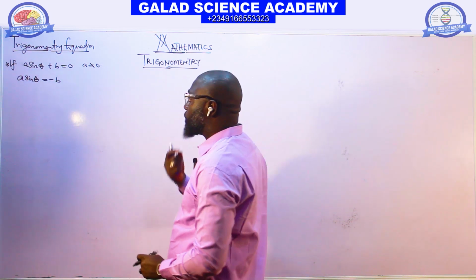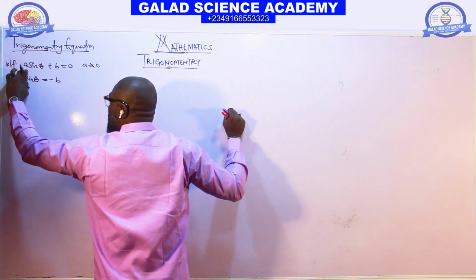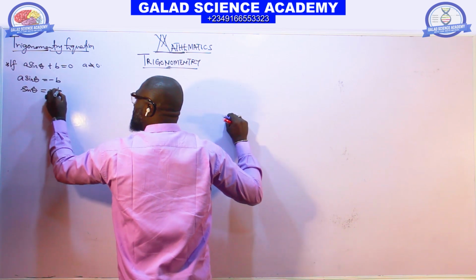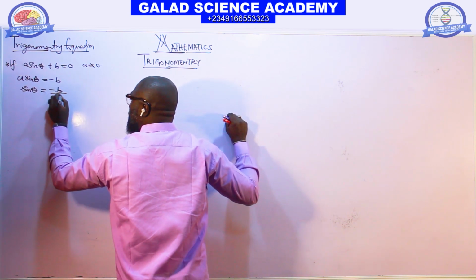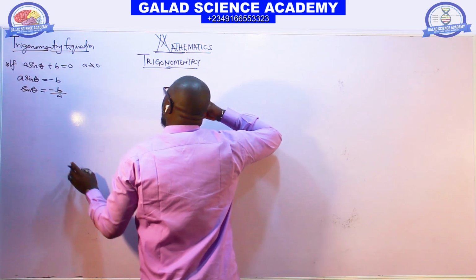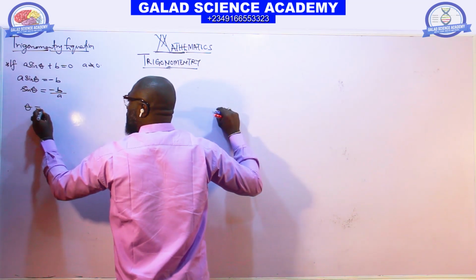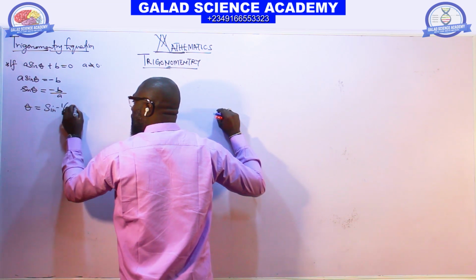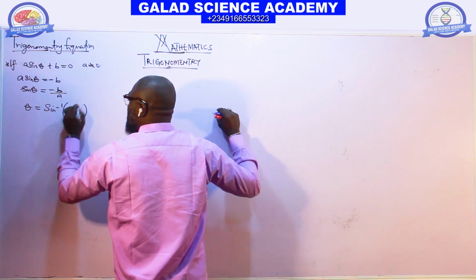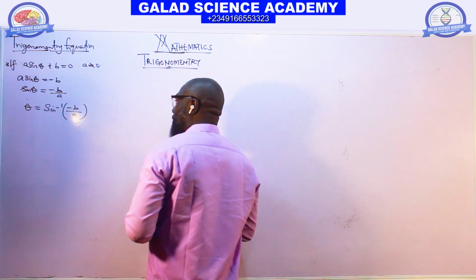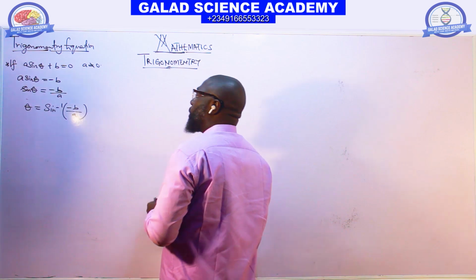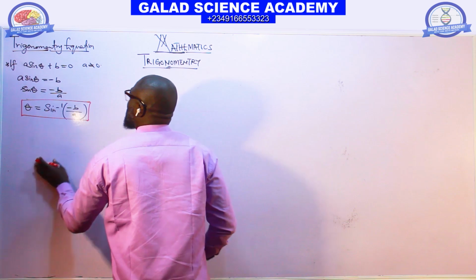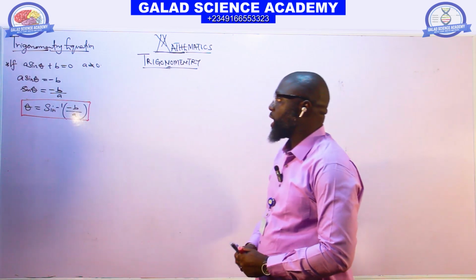And the next thing is you will make sine the subject of the formula. You will now have sine theta equal to minus b over a. So theta will now be the sine inverse or arc sine of minus b over a. So this will be the final answer. Whenever you are given this kind of equation, you are expected to solve for the angle.